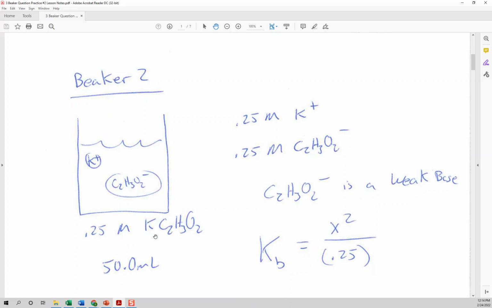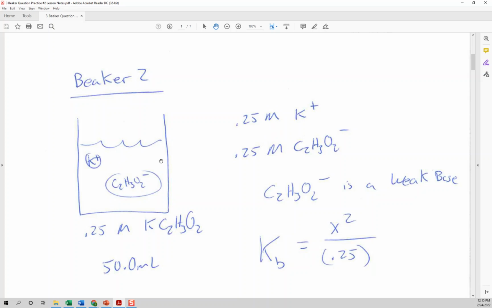Okay, but notice the subscript for potassium is 1, so the molarity of the compound is the molarity of potassium, and the subscript of acetate in this compound is 1, so the molarity of the compound is the molarity of acetate. Okay, so we have our molarities of our different ions. And what we need to know, especially now that we've been in Unit 5 for a little bit, is acetate is a weak base. So we have a weak base in solution here.